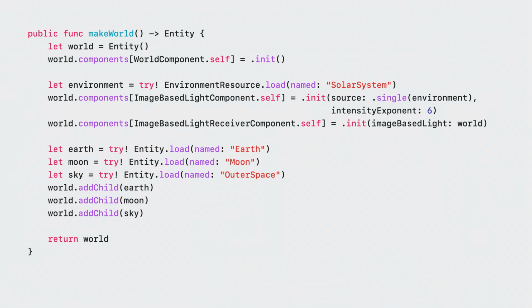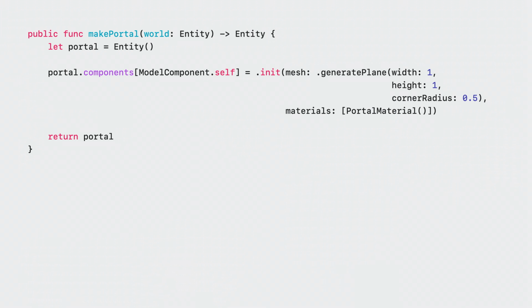Next, we'll populate the world with our contents. I'll load models for the Earth, Moon, and Sky, and add them to the world as children. Because these entities are children of the world, they will only be visible through the portal. Let's move on to the makePortal function.